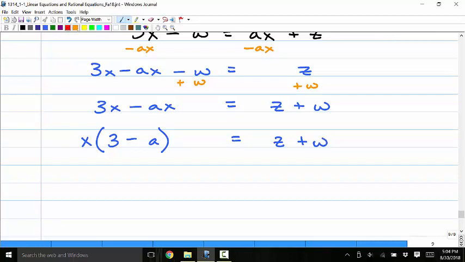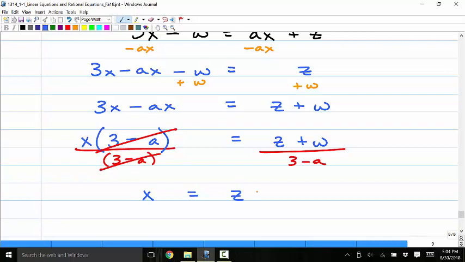Last step, to get the x by itself, I need to divide by the factor 3 minus a. That factor will cancel. I'm left with x equals z plus w over 3 minus a.